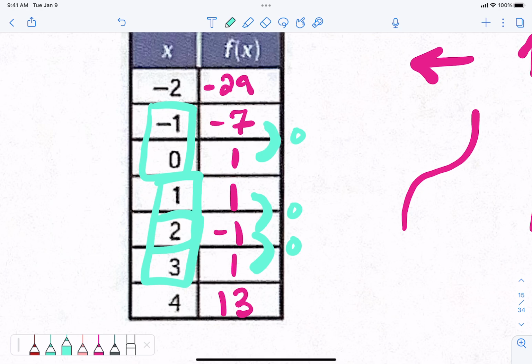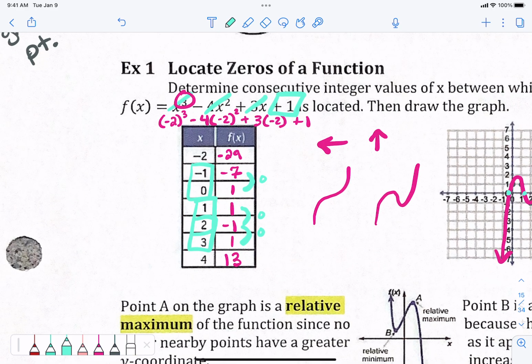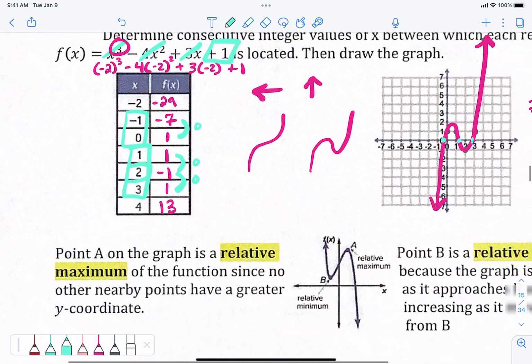Do you see how that works from the table? Okay. So from the table, you can judge that rather than looking at the graph for that, right? You can see that and verify that with the table. Good? Okay. Let's talk about maximums and minimums.